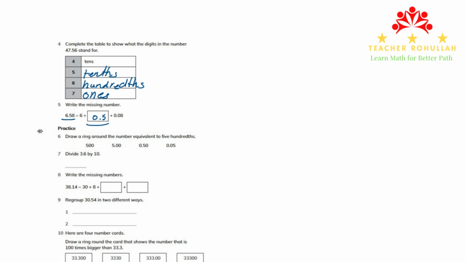Let's move to question 6. In question 6, it says, draw a ring around the number equivalent to 5 hundredths. Okay, this one is 500. This one is 5.00. This is 0.50. And this one is equivalent to 5 hundredths. Because if we divide 5 by 100, we will get 0.05. So this one is equivalent to 5 hundredths.